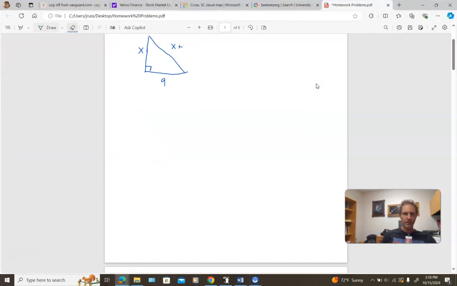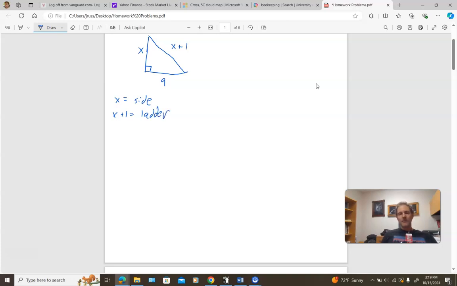Well, this is all we need to know, and then we can take it from here. So I'm going to let x represent the unknown side, and then of course x plus 1, because these are consecutive integers, is going to represent the length of the ladder.